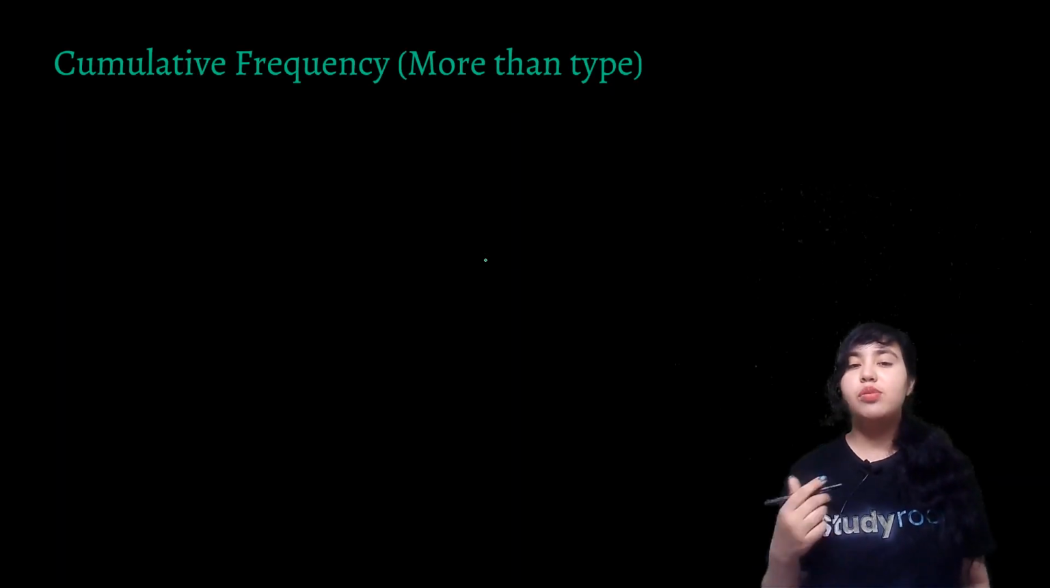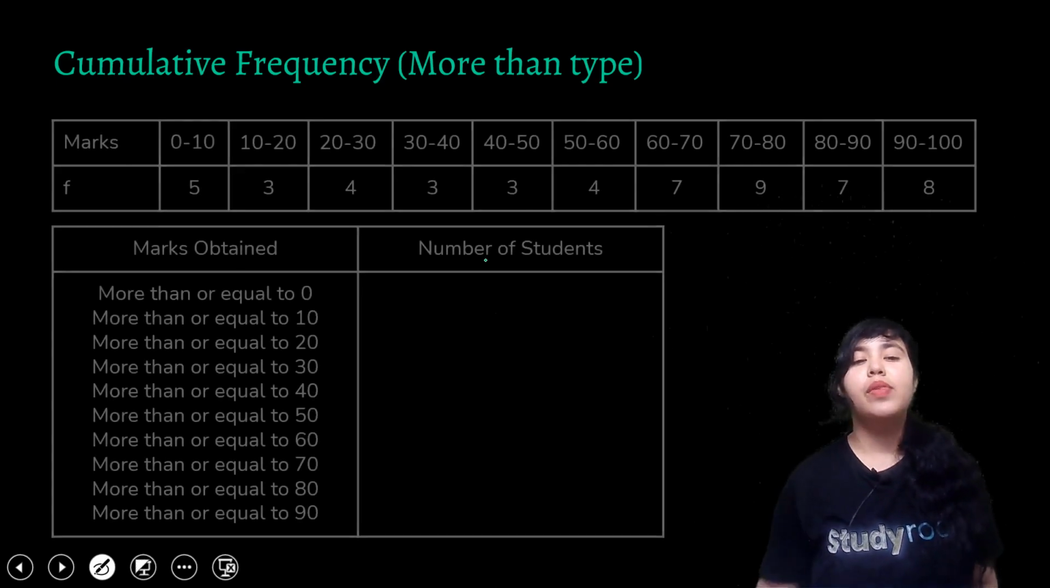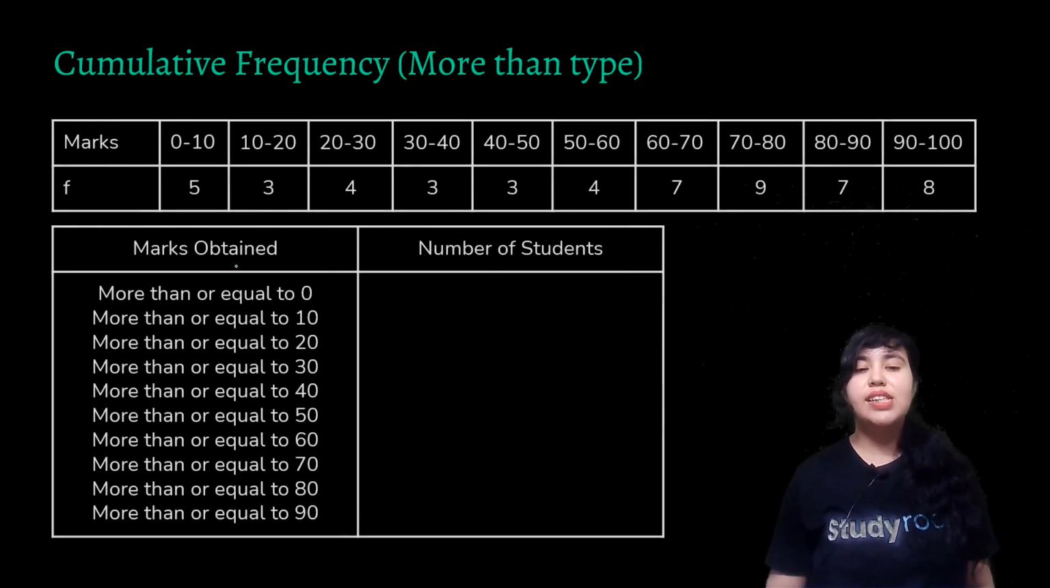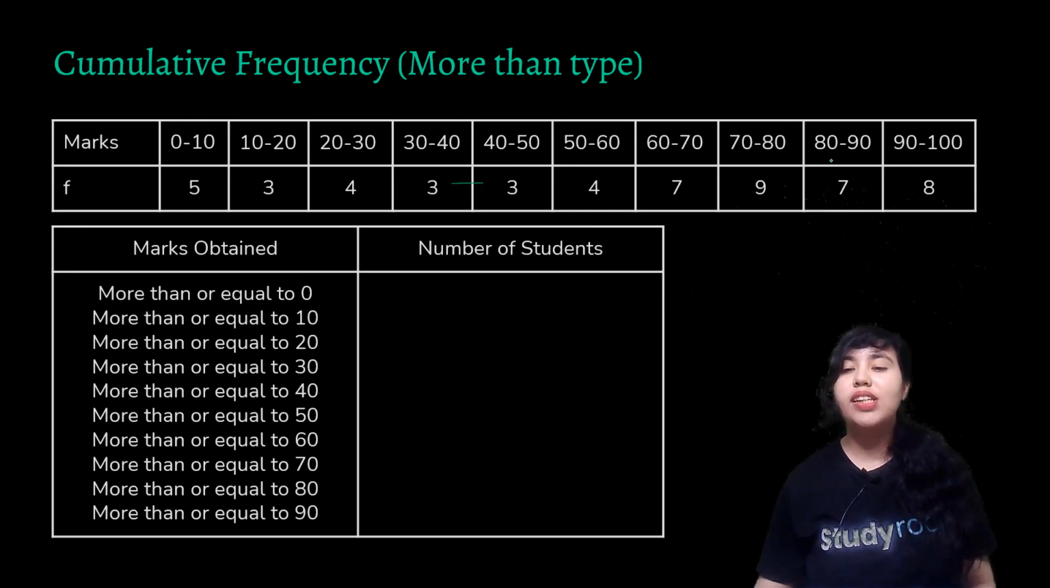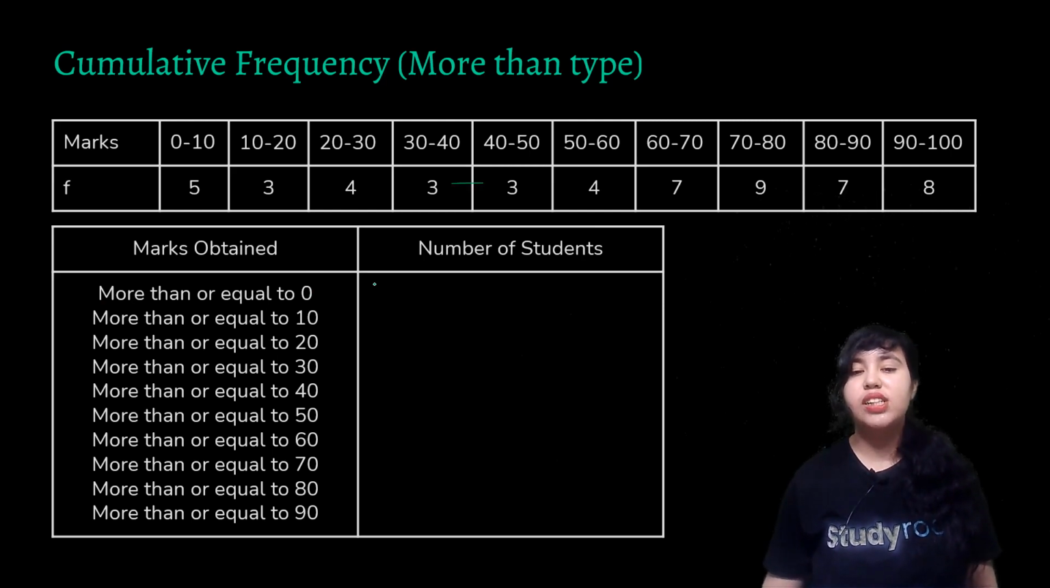Now we have a look at the cumulative frequency of more than type. So here we've been given marks and frequency. So more than type will have, instead of less than, more than or equal to. So if they say more than or equal to 0, then you will sum up all these frequencies. So the first one will be sum of all the frequencies. If you sum them all up, you will get 53.